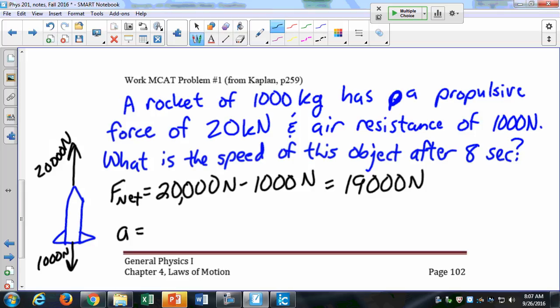So I know that a is equal to the net force over the mass. That's from Newton's second law. The net force here is 19,000.